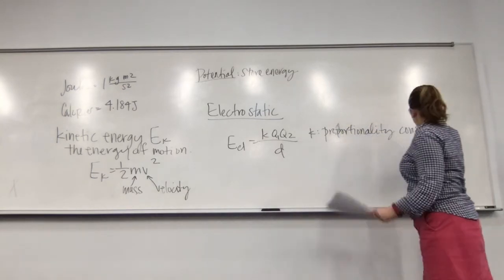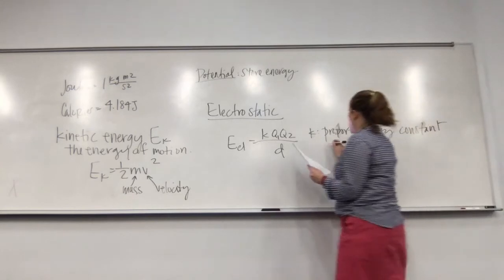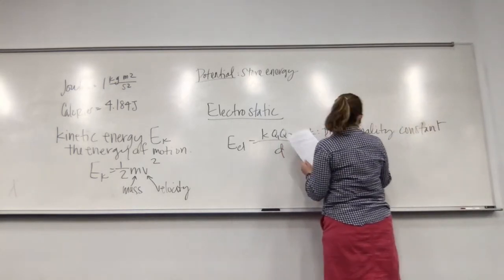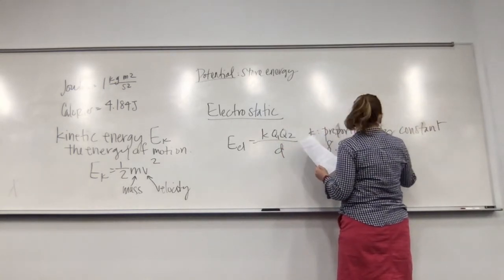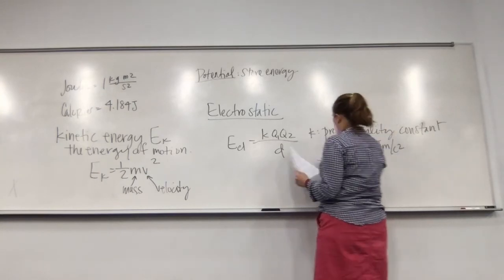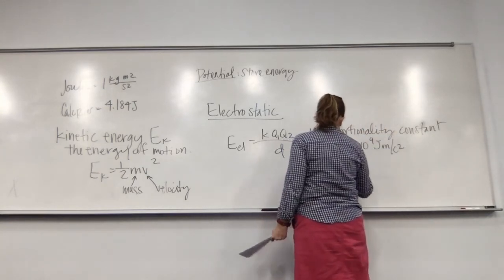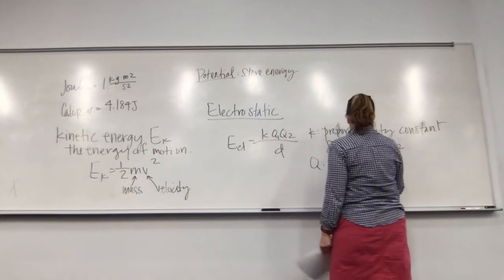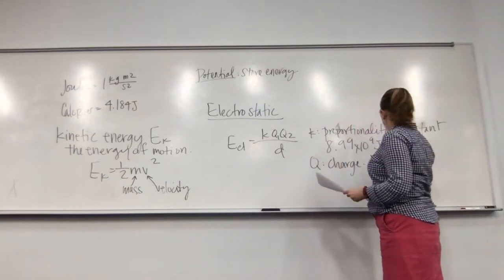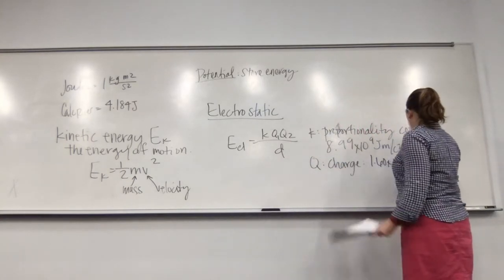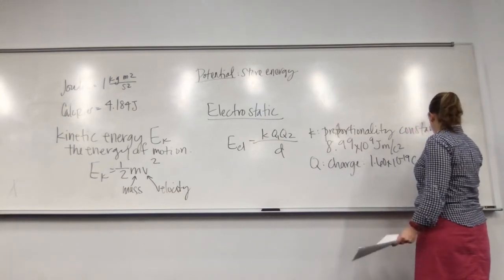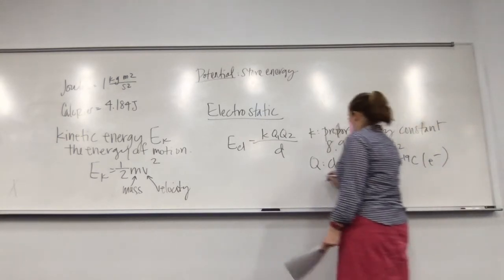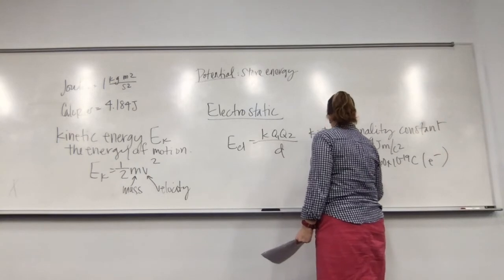and that is equal to 8.99 times 10 to the 9th joules meters over coulomb squared. Q is the charge, typically the charge on the electron, which is 1.60 times 10 to the negative 19 coulombs. This is on an electron. And d is distance.